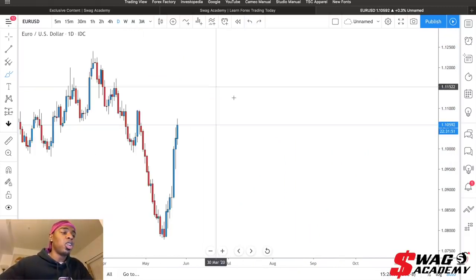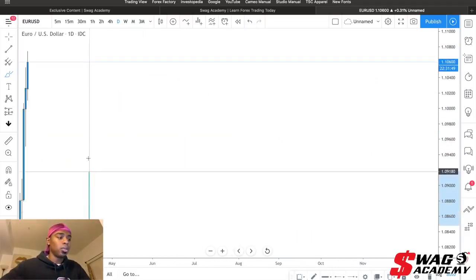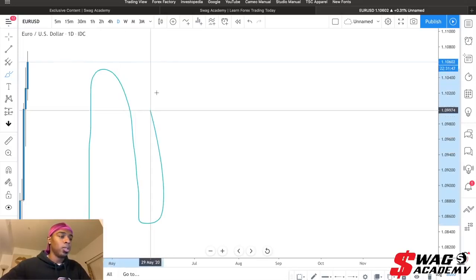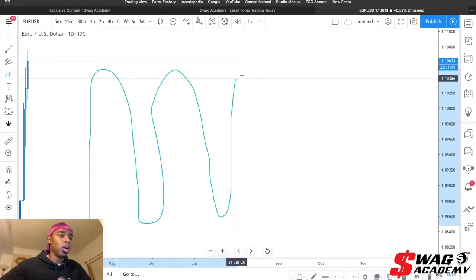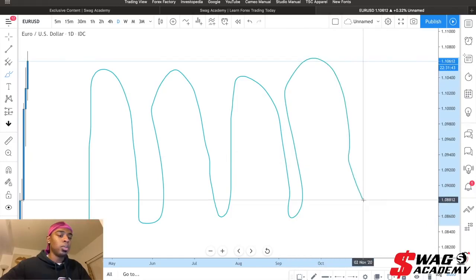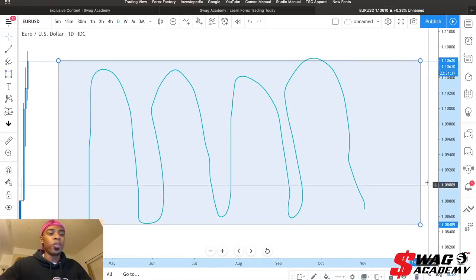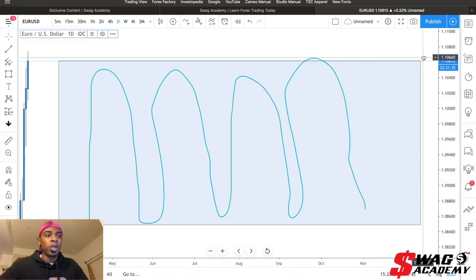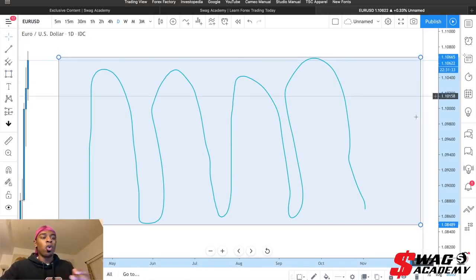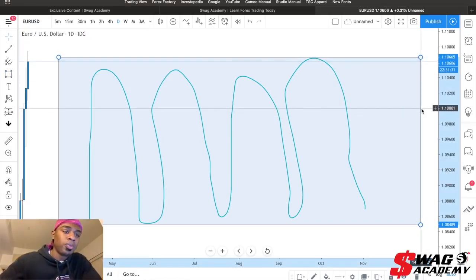Consolidation is nothing at all. This is consolidation. Up, down, up, down, up, down, up, down. There's no trend. It's just consolidation. You draw a box around it and all you do for consolidation is you wait for it to break the box to tell you the direction it's going in. Consolidation just means price is not going nowhere. It's just up, down, up, down, up, down.